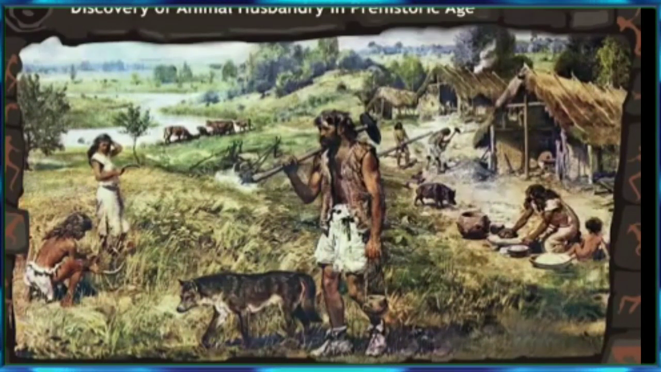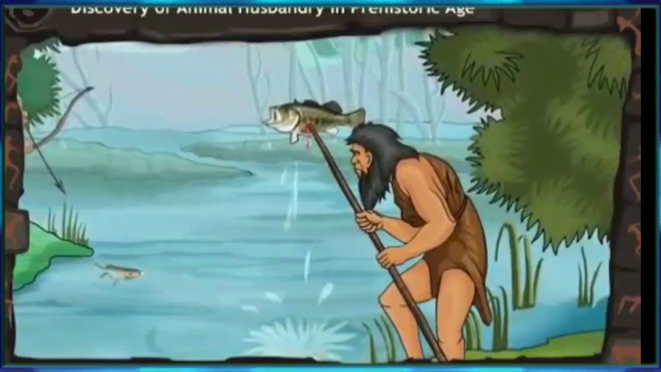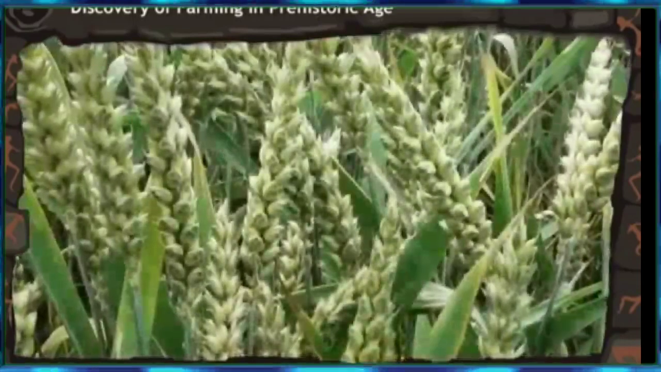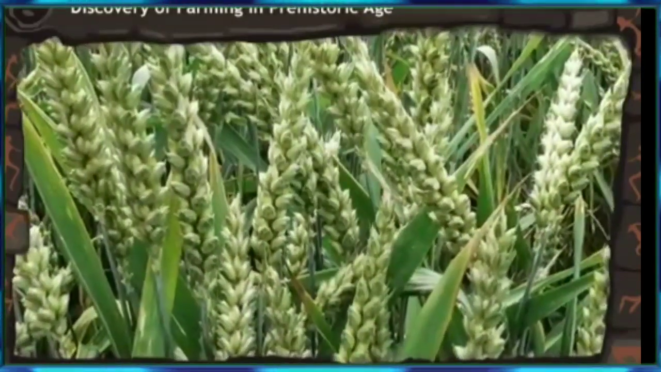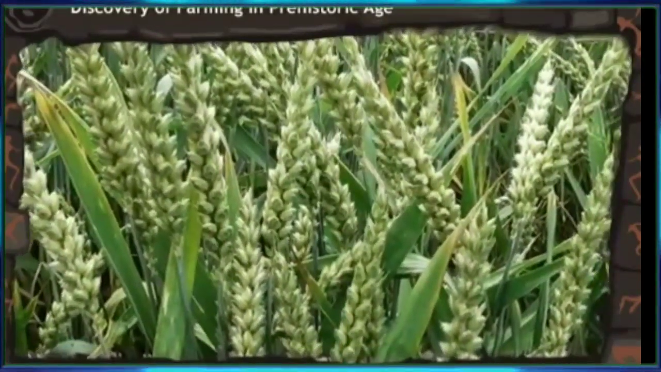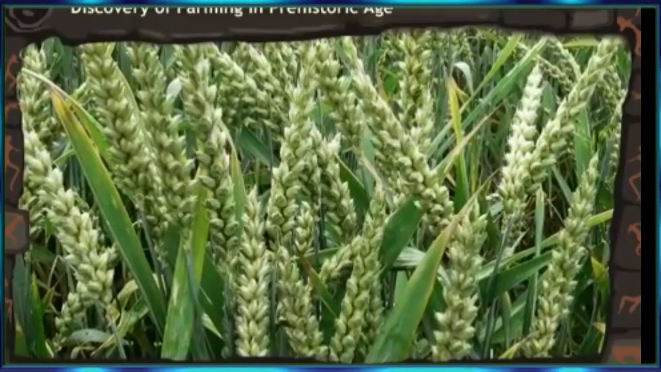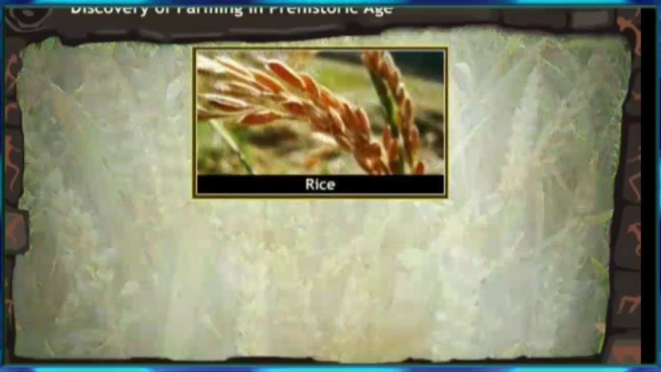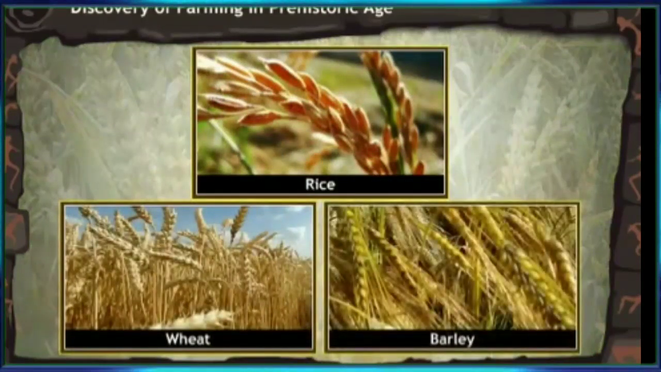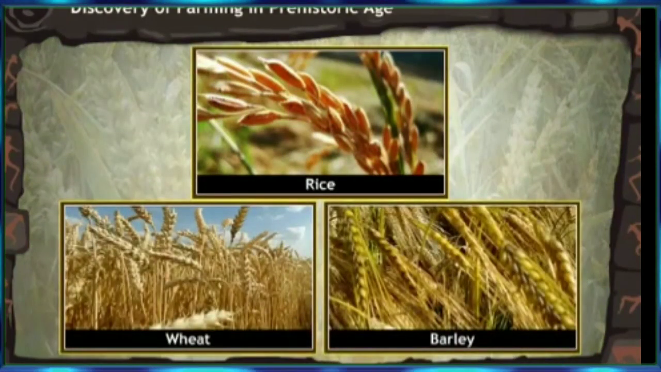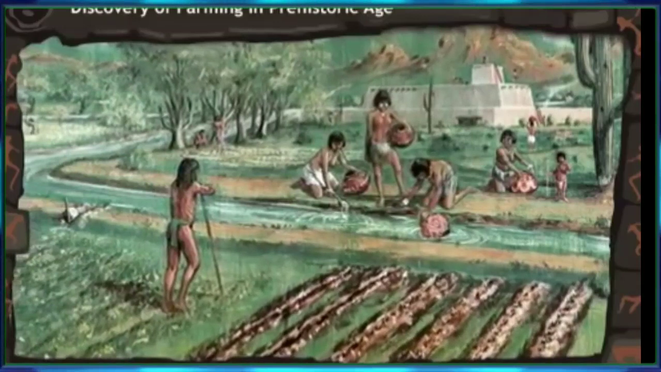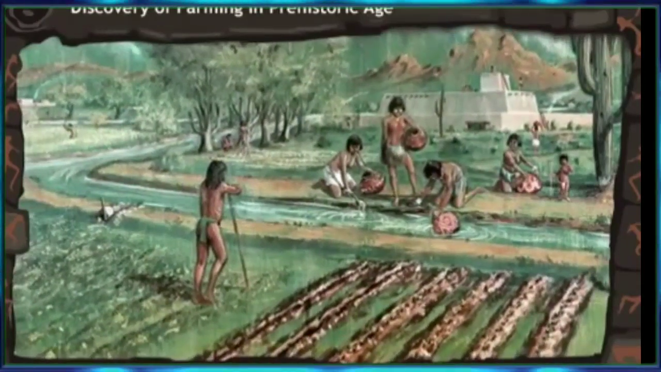Along with animal husbandry, man also learned to fish in streams and lakes. Man had noticed how some grass-bearing grains grew naturally. Man learned to use them as food grains, and cereals like rice, wheat, and barley were obtained from such plants. Gradually, he learned to grow these crops, and thus the practices of farming began in the prehistoric age.